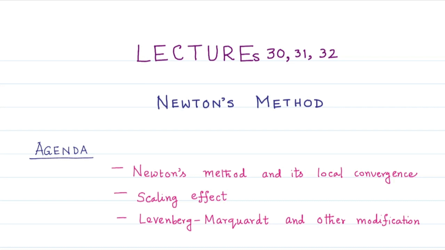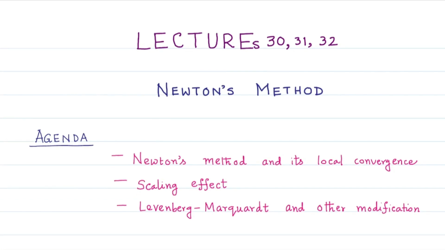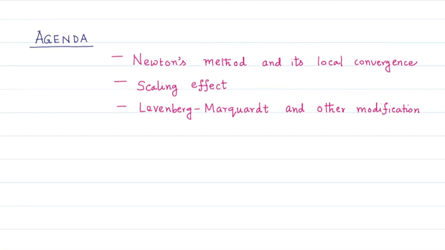Finally, to alleviate some drawbacks of the Newton method, we will try to identify a few modifications of the Newton method. Those are at first the damped Newton method, and then the Levenberg-Marquardt technique will be described. Let's start. At first, I will describe the derivation of the Newton method.